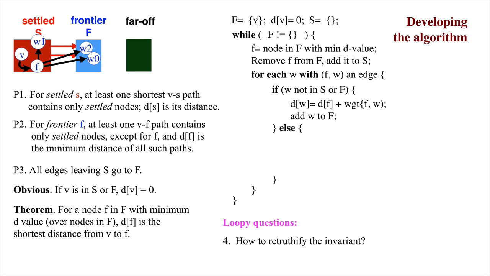After this is done for all edges FW with W in the far off set, P3 is true. Let's remove node W0 from the picture.